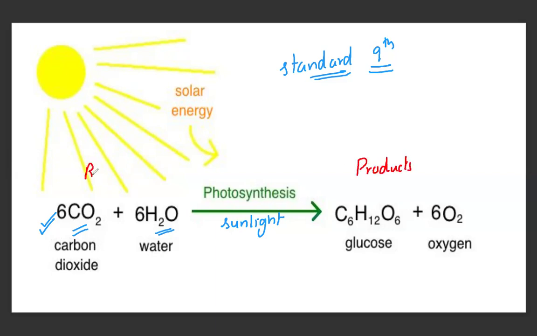These are the reactants. If you are a chemistry student, you have definitely heard about reactants and products. So these are the products: glucose and oxygen. And here the reactants are carbon dioxide and water in the presence of sunlight. Okay, I hope it's clear.